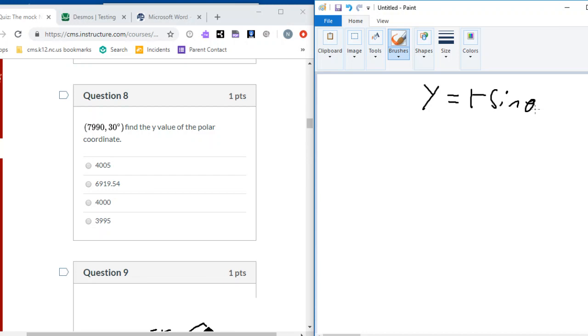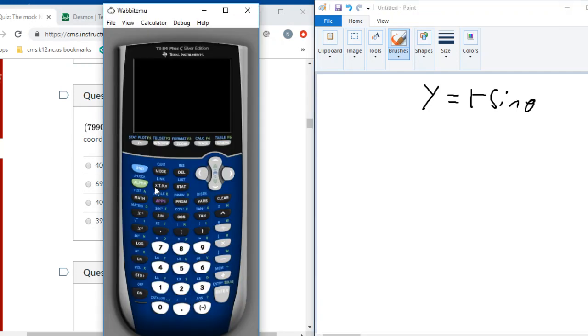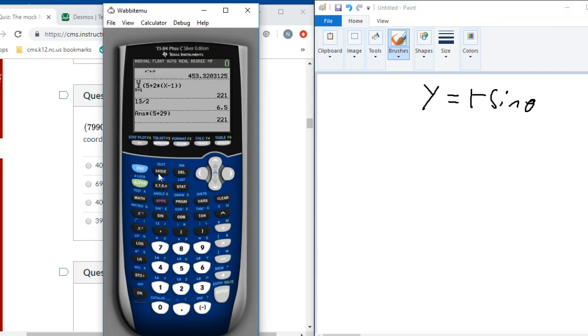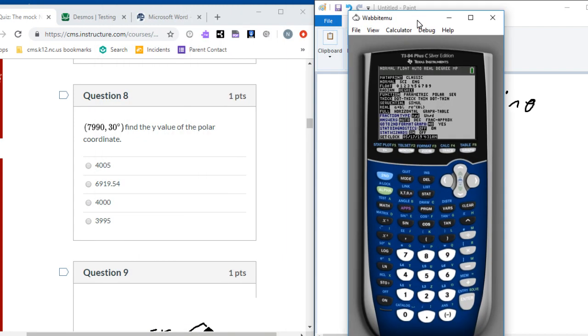So my r value is 7,990. My theta value is 30 degrees. So I get my calculator. I do mode degree and do r, 7990 times the sine of theta, which is 30. It gives me a value of 3,995, and I input that directly as my answer choice.